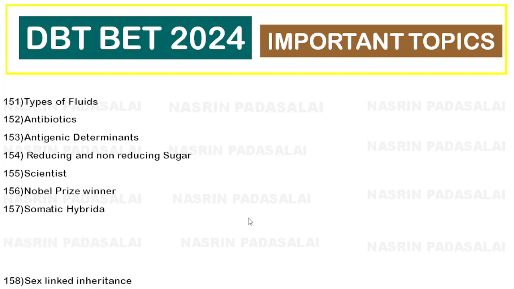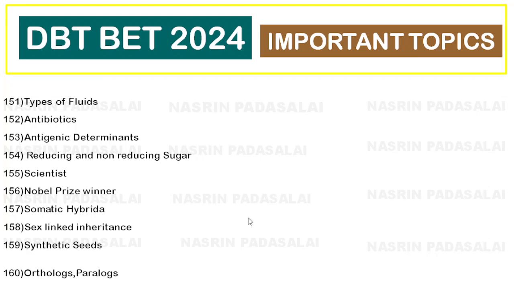Next is somatic hybridization technique, sex-linked inheritance, synthetic seeds, and ortholog and paralog. So I have mentioned 160 topics. The remaining 40 topics I will publish as a second video, because those 40 topics will consist of problems, because in the DBT JRF examination 20% of the question paper consists of problems. It consists of subject-related problems and aptitude. So the next 40 topics which I am going to upload as part 2 will consist of important problems that you need to work out and important aptitude that you need to cover.